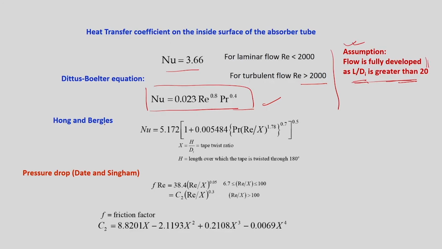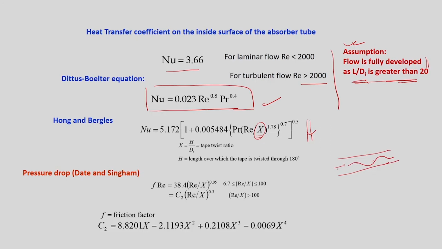And Hong and Bergles developed a correlation which is expressed something like this. Apart from Reynolds number and Prandtl number, one term is there which is x. This x is nothing but the tape twist ratio. Sometimes heat transfer in a flow can be augmented by using some kind of twisted tapes.